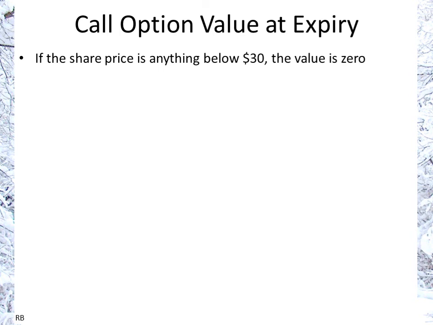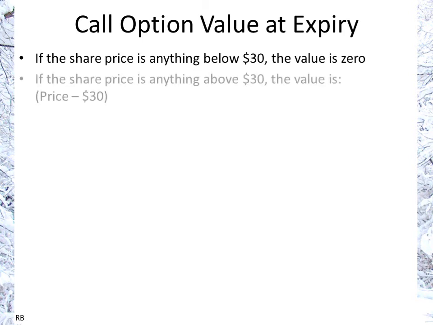First of all, we know that if the share price is anything below $30, the value of that option is 0. Why? Because you have the option to buy a share for a cost of $30. And so if the actual share price is anything below 30, that option has no value. You can throw it out, it's valueless. It starts picking up value once the share price is anything above 30. And in fact, the value of that option is just the difference between the price of a share, that's the S of T, and $30.